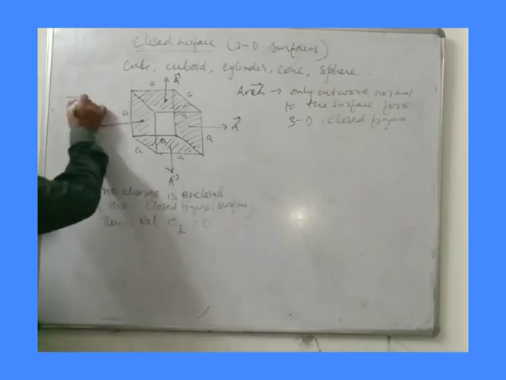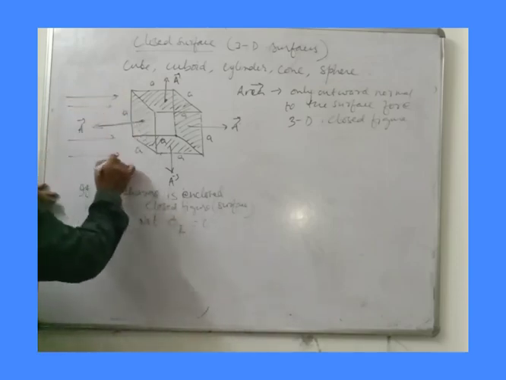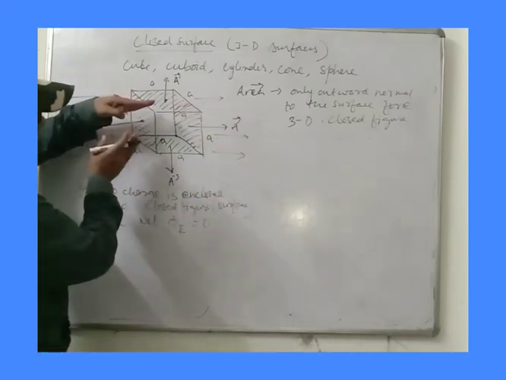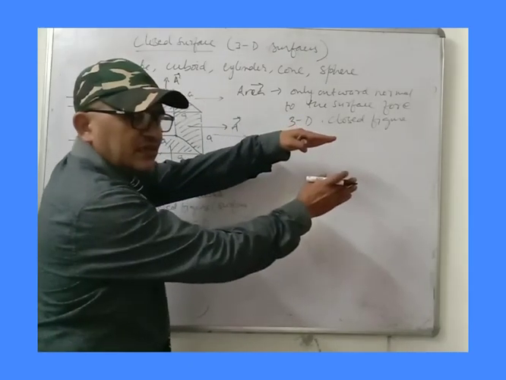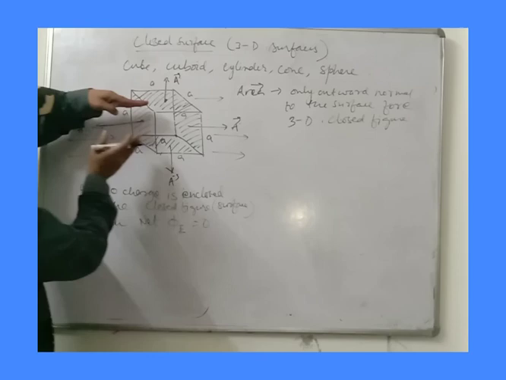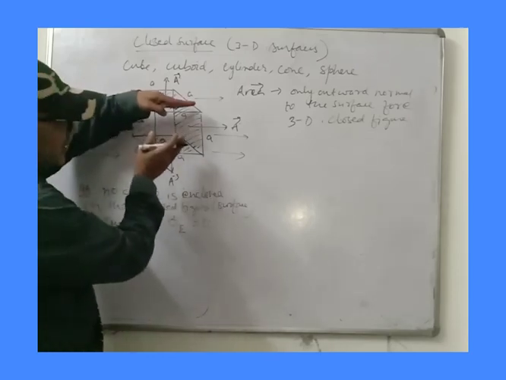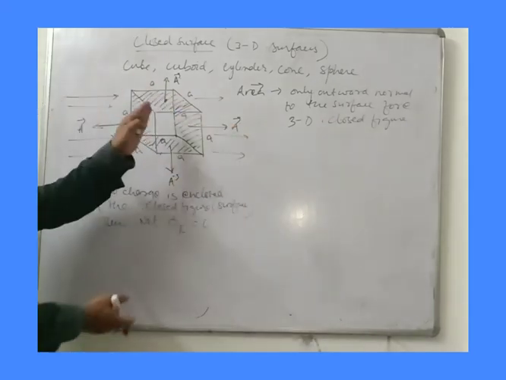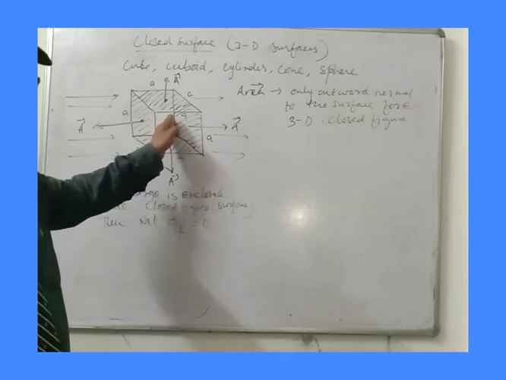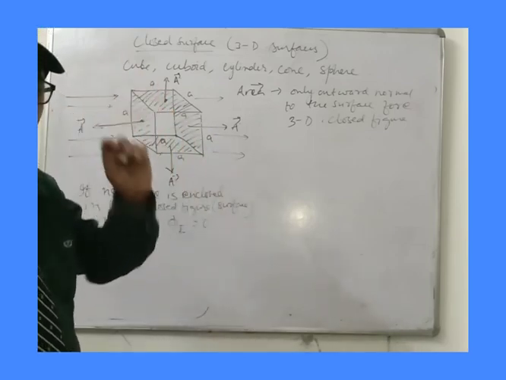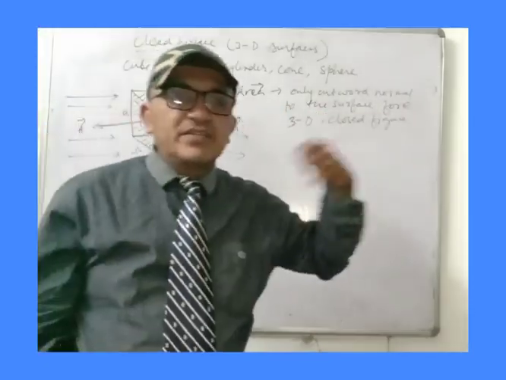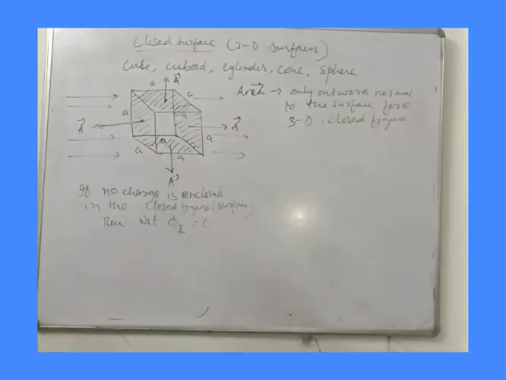Suppose electric field lines are coming like this. How many field lines are crossing? The same number of field lines are leaving. How many field lines are crossing perpendicularly? The same number are leaving. It means net flux is 0, if there is no charge inside the closed surface. In the open surface also we have seen the same thing. The number of field lines entering the surface is equal to the number leaving. Net flux 0. This is the important aspect to learn.